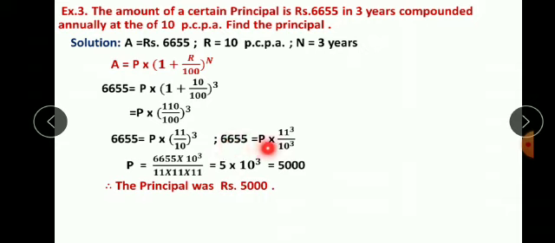6,655 is equal to P into 11 cube upon 10 cube, because if we take out the bracket, the power will be for each number, 11 cube upon 10 cube. So what will be P from this calculation? P is equal to what? 6,655 into 10 cube. This will be the cross multiplication. And upon what? 11 cube means 11 into 11 into 11. So it will be what? 5 into 10 cube. After doing the cancellation with 11, you will have 5 into 10 cube, that is 5,000. Therefore, the principal was rupees 5,000. In this way, the third example is also over.